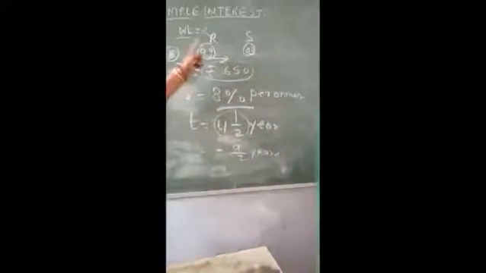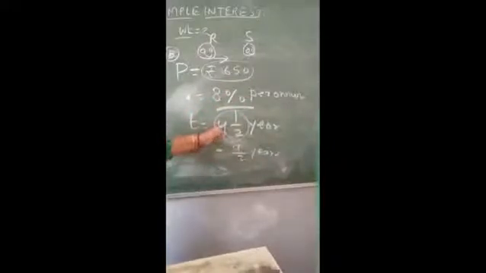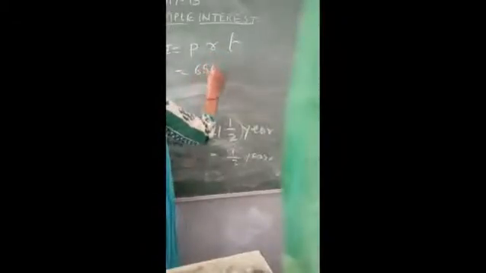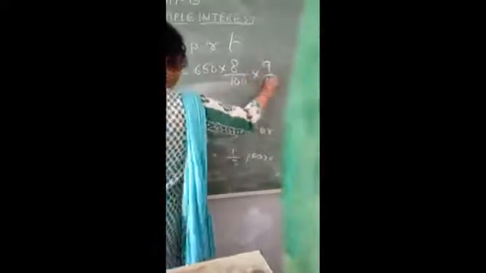Again I am repeating. Rahul borrowed rupees 650 from Sohan at an interest of 8% per annum. The time period is 4.5 years, which means 9 by 2 years. Clear? Now let us apply the formula. What is the formula? SI equals PRT. To calculate the simple interest, the formula is PRT. Here the principal amount is rupees 650, into the rate of interest 8% per annum, into the time period 9/2.